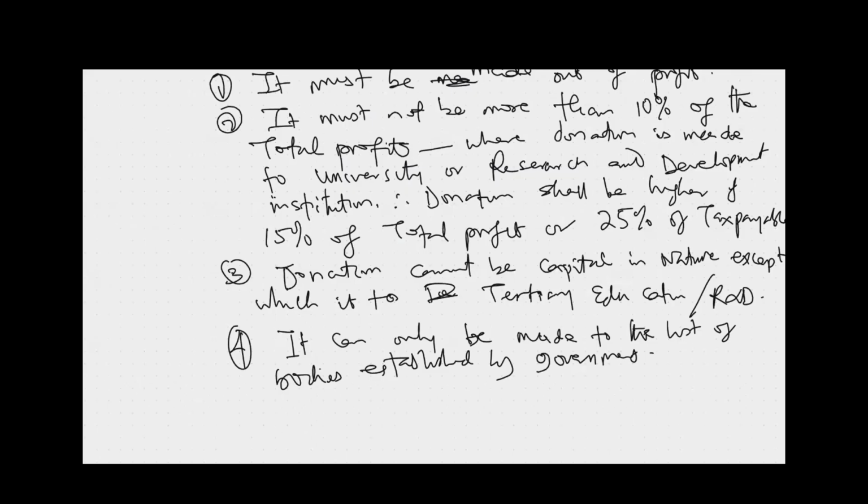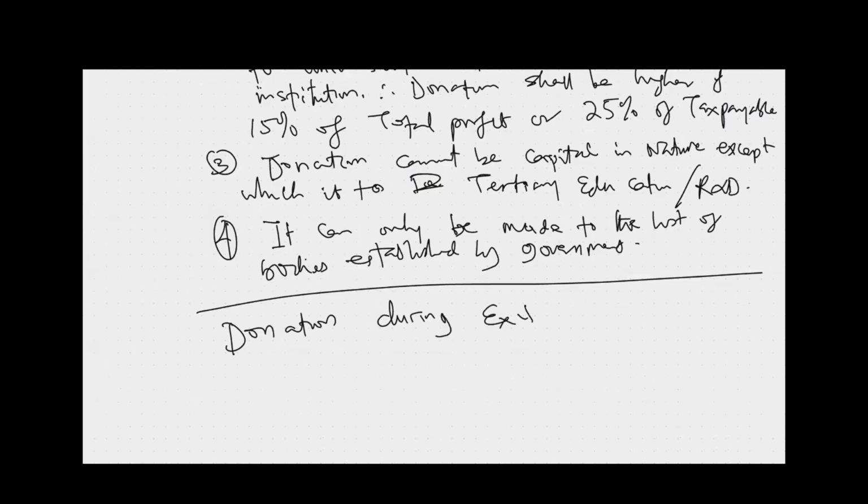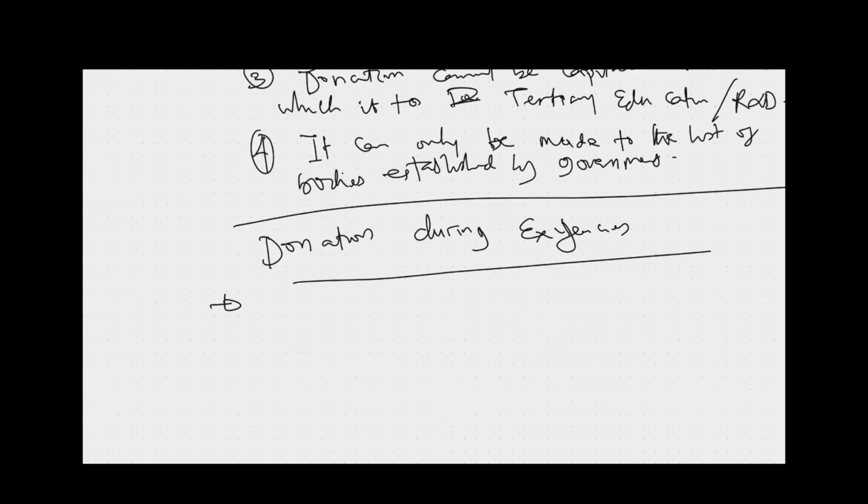Now, another thing that is very important is donation during exigency. You remember during COVID, a lot of companies were making donations. Now, government structured this and said you can make donation. So for this, the donation shall be restricted to 10% of assessable profits.